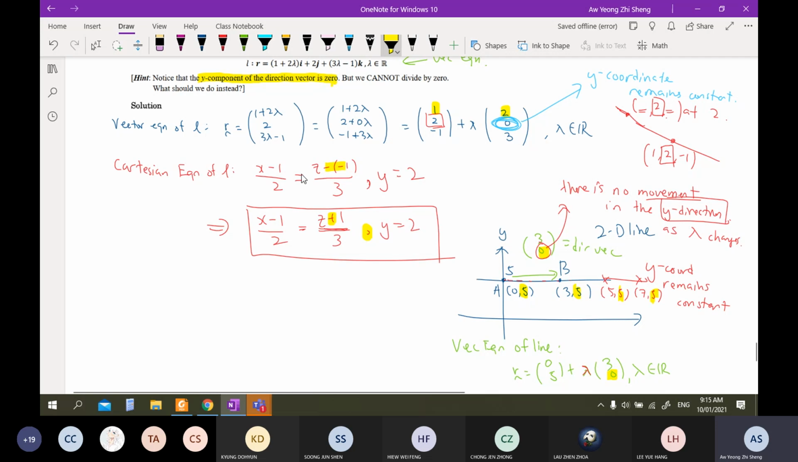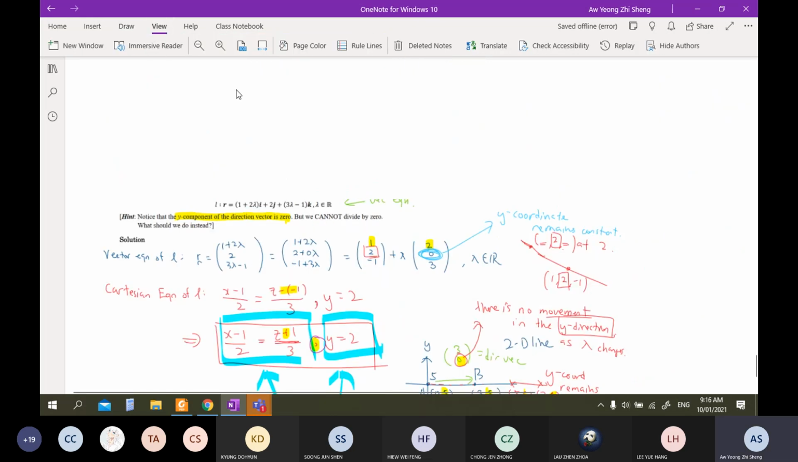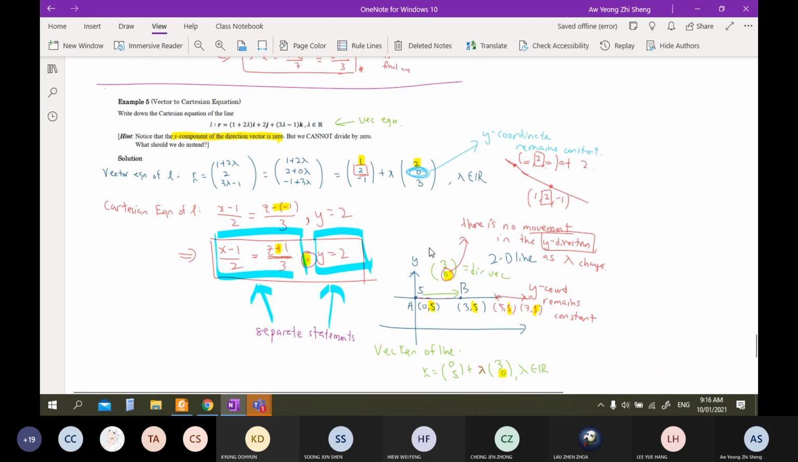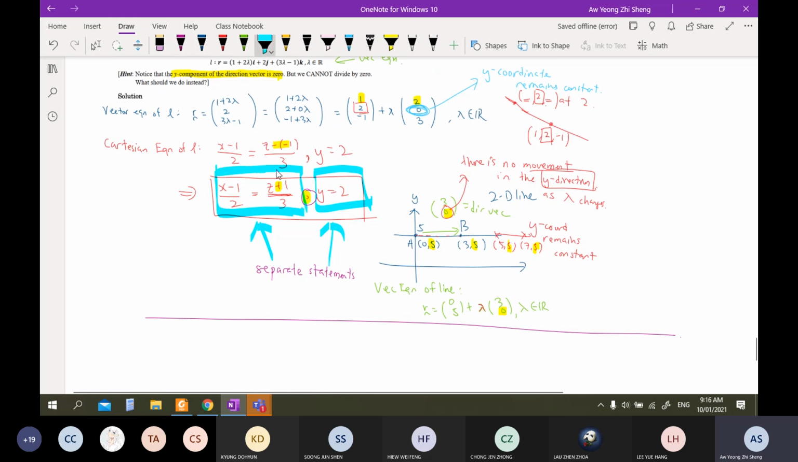It is a comma here, which means this and this are two separate statements. You don't link up the first box and the second box. These are separate statements, separated by comma. We don't equate them. So this should be interpreted as two separate statements, where the first box is your first statement, the second box is the second statement, and you don't link up the two boxes.